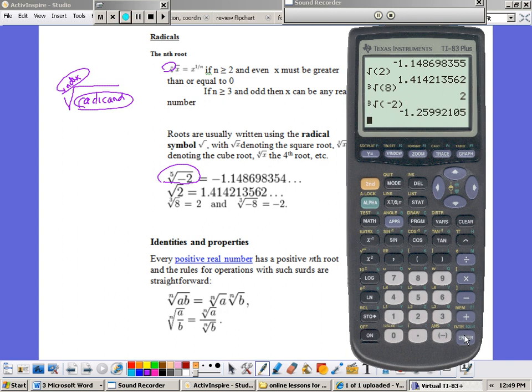Well, maybe I should put the right number in. So let's hit second enter and go back and put negative 8 in instead of 2. So I'm going right straight to the answer.